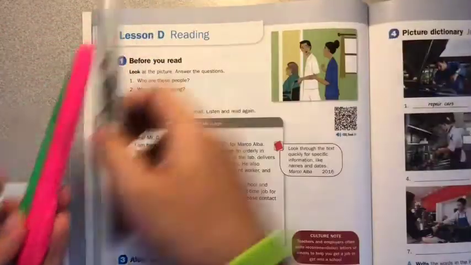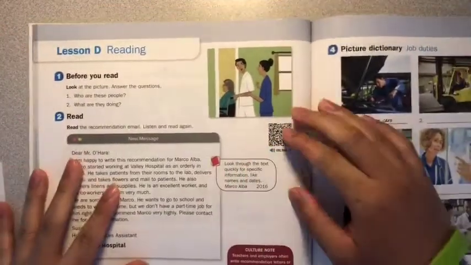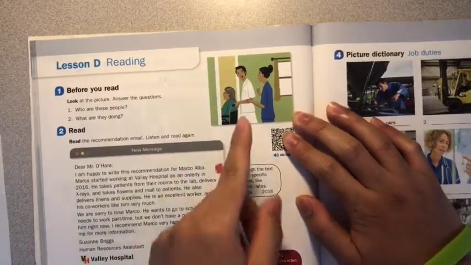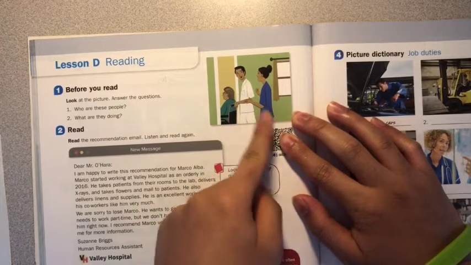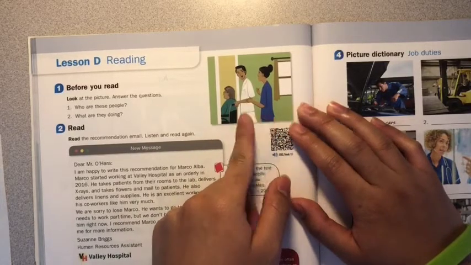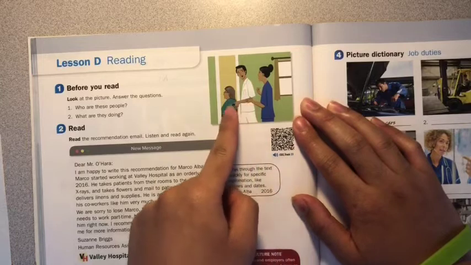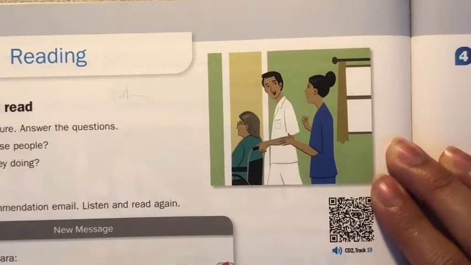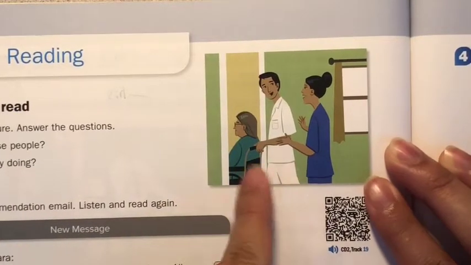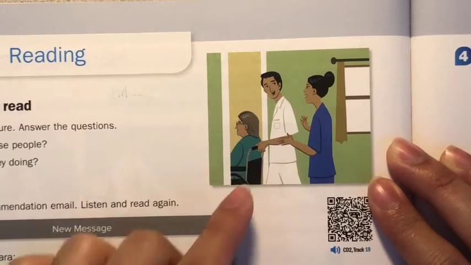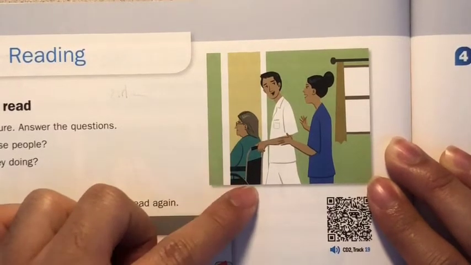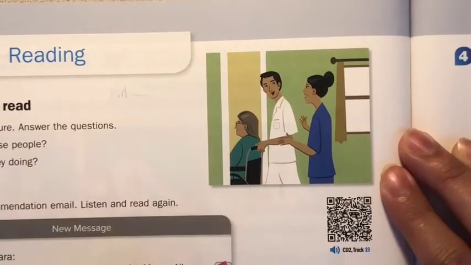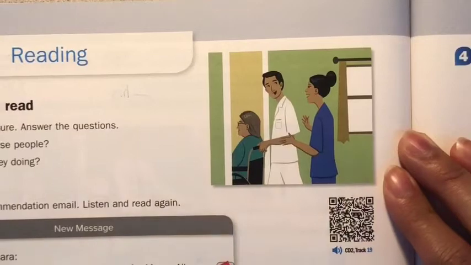So let's look at this picture. What's going on in this picture? We see 3 people in this picture. We see 2 people here. It looks like they're wearing some kind of uniform, some kind of work clothes. And we see 1 person in a wheelchair. So this is probably a hospital or a doctor's office because this person looks like a patient. A patient is somebody who goes to the hospital or the doctor's office for treatment. So maybe these people are nurses or doctors.